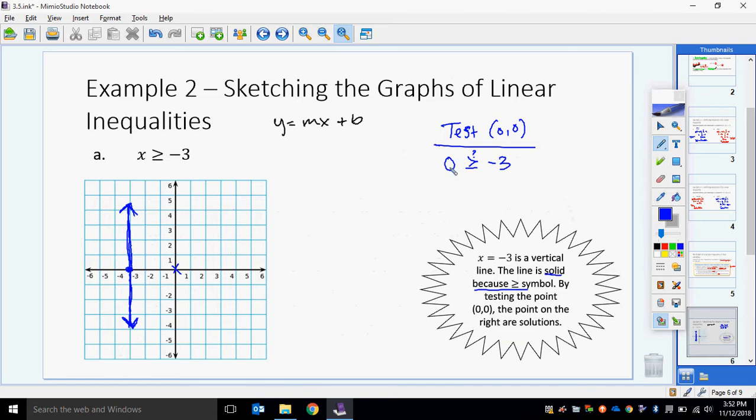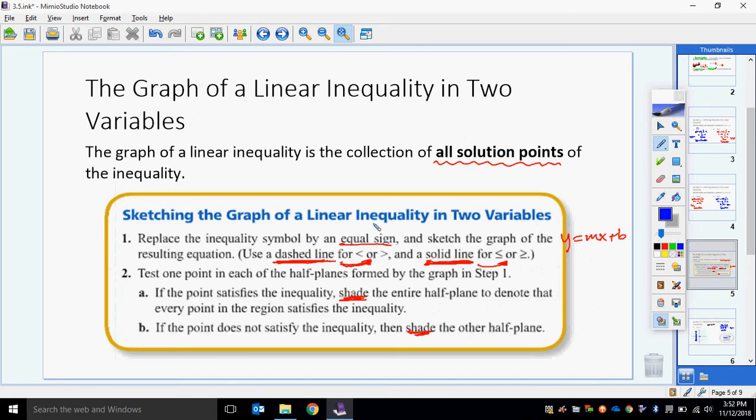So when I plug it in, is 0 bigger than -3? Well, think about your number line again. -3 is smaller. Okay, 0 is bigger. So yes, this is a solution because that's true. So because 0, 0 is a solution, and because a linear inequality shows all the solution points, I need to make sure I shade in the region where that point was.